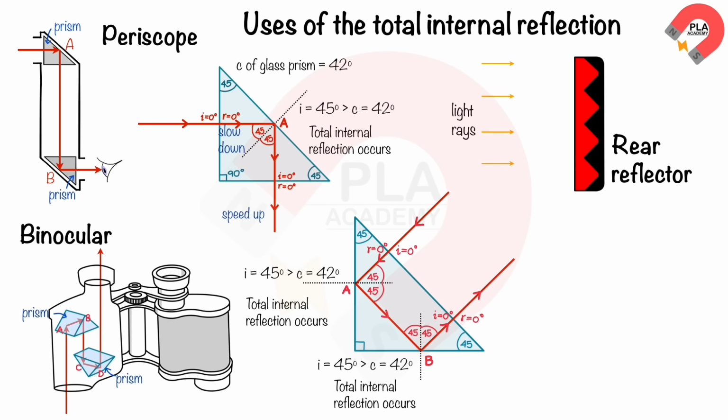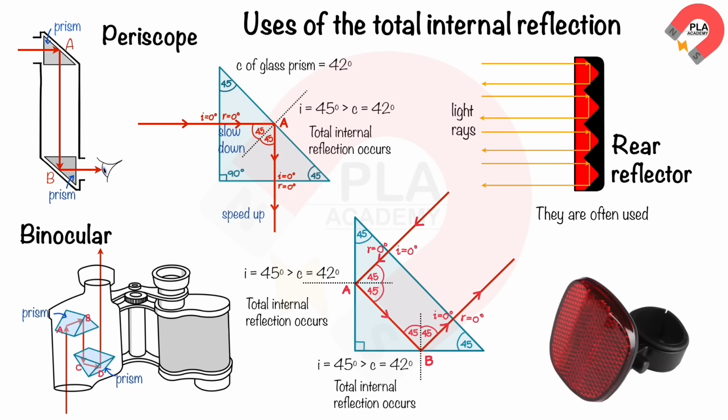Rear reflectors. Rear reflectors use total internal reflection to reflect light back to the source. They are often used on vehicles to improve their visibility to other road users.